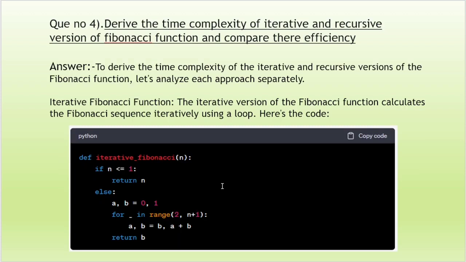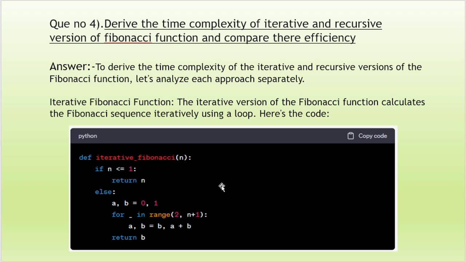Question number 4. Derive the time complexity of the iterative and recursive versions of the Fibonacci function and compare their efficiency. Answer. To derive the time complexity of the iterative and recursive versions of the Fibonacci function, let's analyze each approach separately. Iterative Fibonacci function. The iterative version of the Fibonacci function calculates the Fibonacci sequence iteratively using a loop.